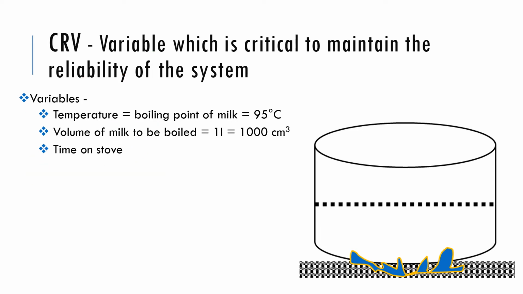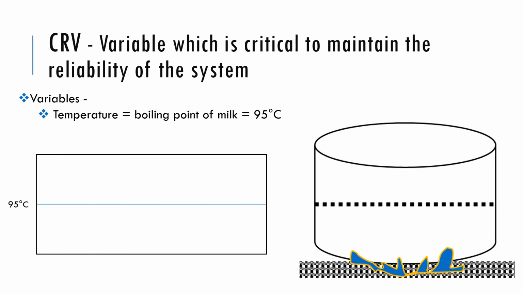So the standard temperature is the boiling point of the milk. That is 95 degrees Celsius. The second is the volume of the milk. So we want to boil milk which is 1 liter, so that is about 1000 centimeter cubed. Now let's look at the temperature first. In our case, the critical variable here is the temperature. So we want to maintain the temperature more or less around 95 degrees Celsius.